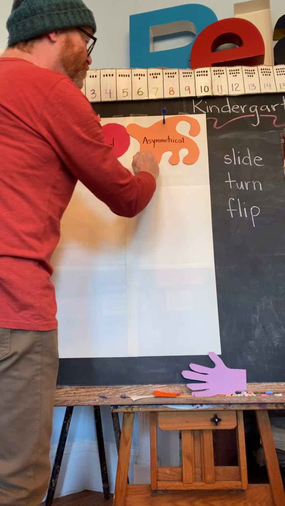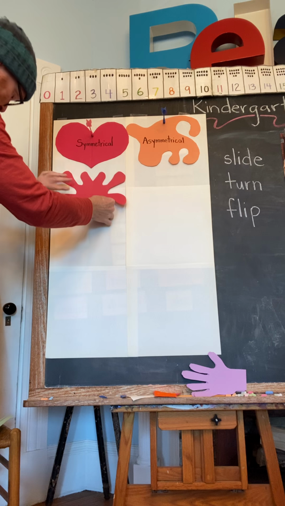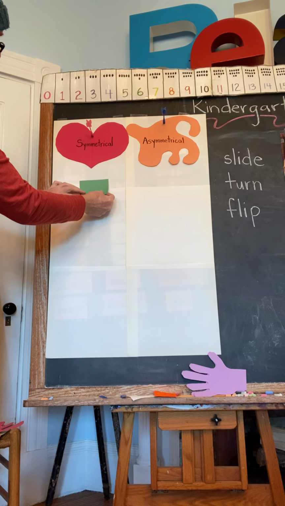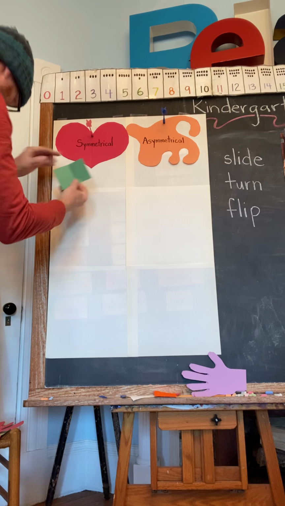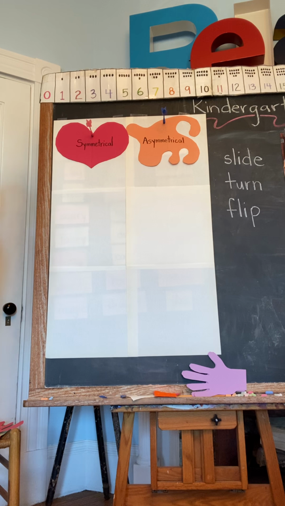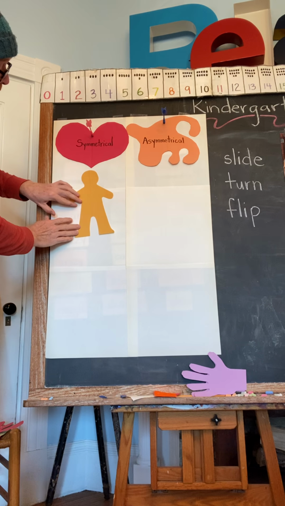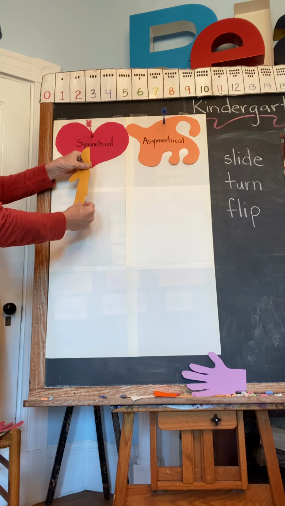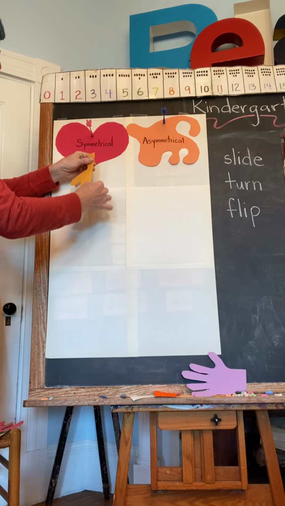Here's another symmetrical shape. It is the same on both sides. Here's another symmetrical shape. If I fold it up, I can make all the edges line up. And here is a symmetrical shape. If you fold it in half, all the edges line up. I want to show you this shape.